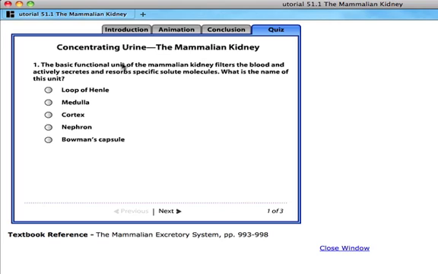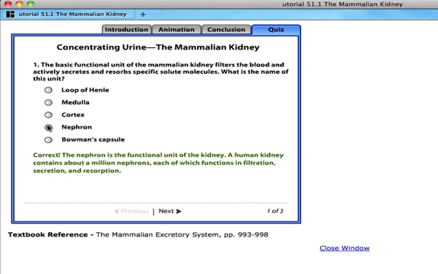So the basic functional unit of the mammalian kidney filters the blood and actively secretes and resorbs specific solute molecules. What's the name of this unit? Anybody want to take a guess? It's the nephron, right? Very good.